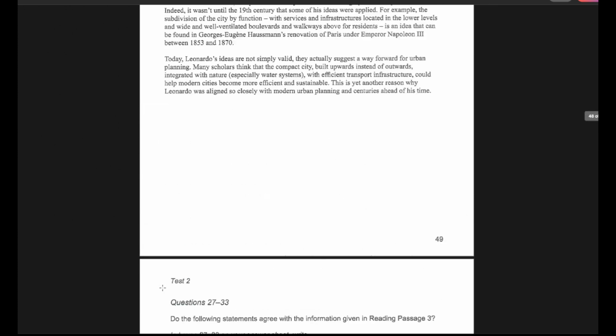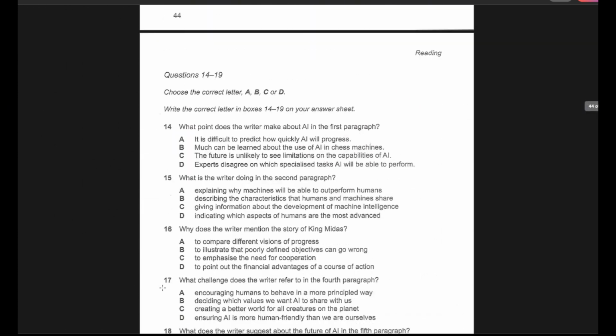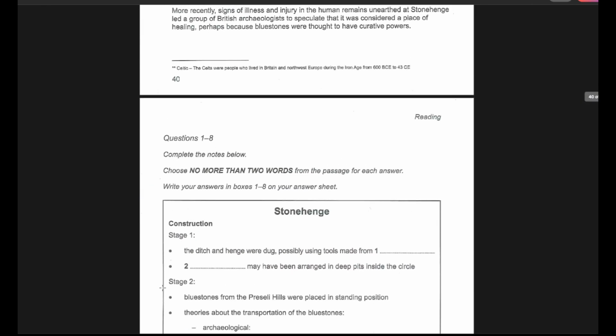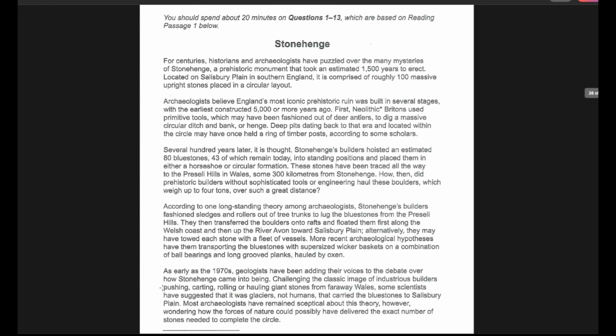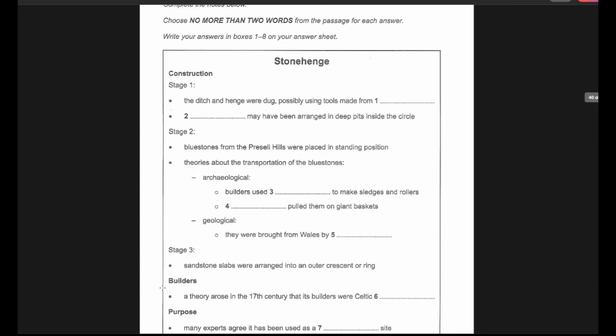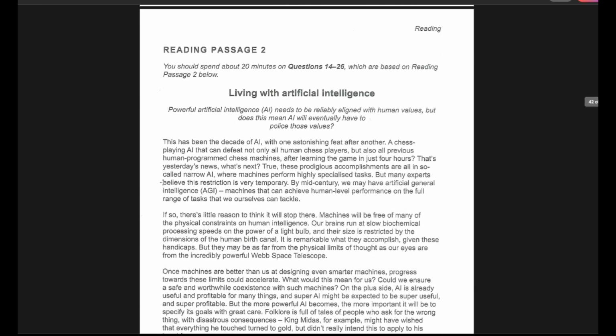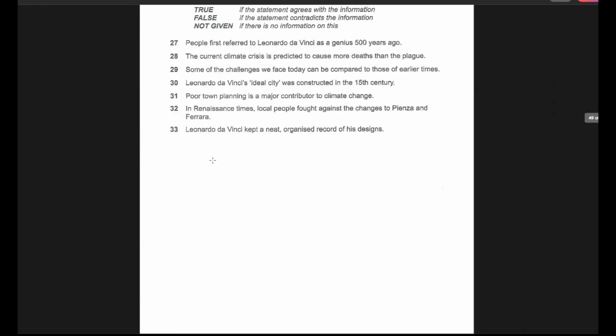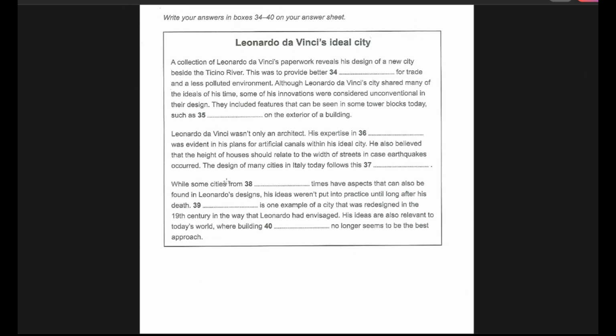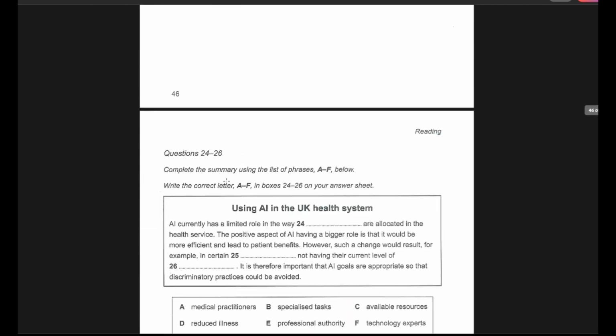So the strategy would be, first we'll solve section 1, because it has fill in the blanks type of questions and true, false, not given type of questions, the easiest thing. Then we'll leave section 2 and move to section 3 first, because it has true, false, not given, and fill in the blanks type of questions. Then at the end, we'll move to section 2.